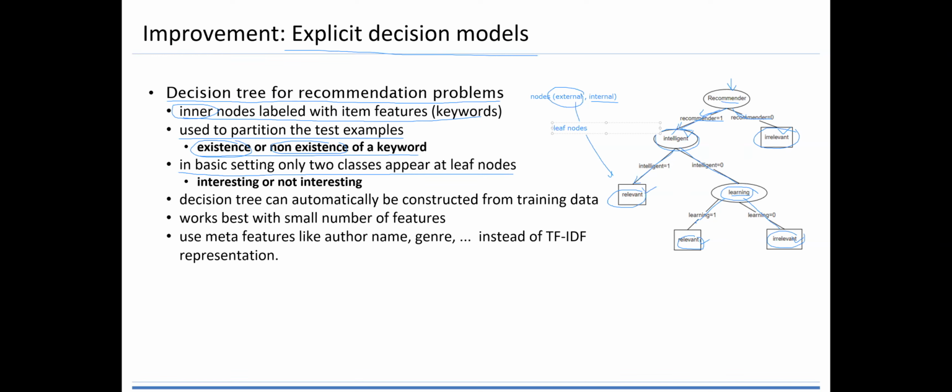You may have learned this from data structures, and also from the data mining class. The decision tree can be constructed automatically from the training data. This works best with a small number of features. If you have keywords that are not so many, I think this is still okay. And we can use meta features like author name and genre, instead of the TF-IDF representation.